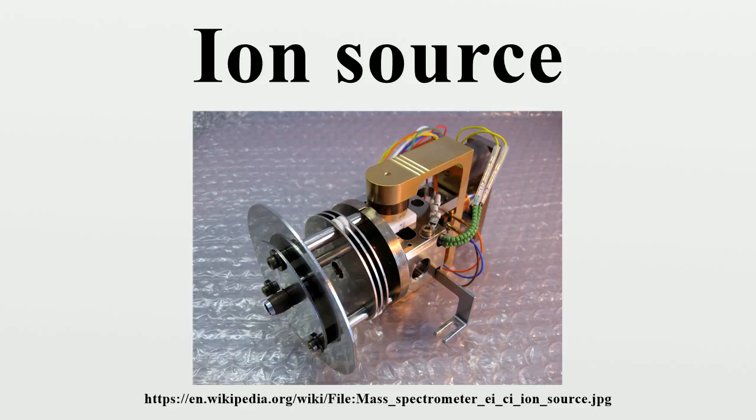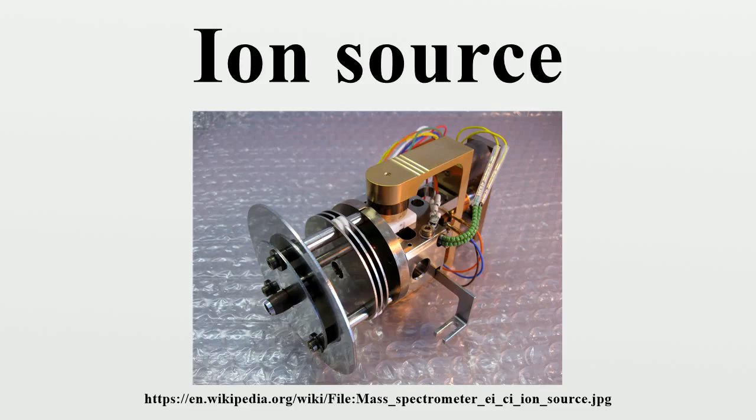A duoplasmatron is a type of glow discharge ion source that consists of a hot cathode or cold cathode that produces a plasma that is used to ionize a gas. Duoplasmatrons can produce positive or negative ions. Duoplasmatrons are used for secondary ion mass spectrometry, ion beam etching, and high-energy physics.